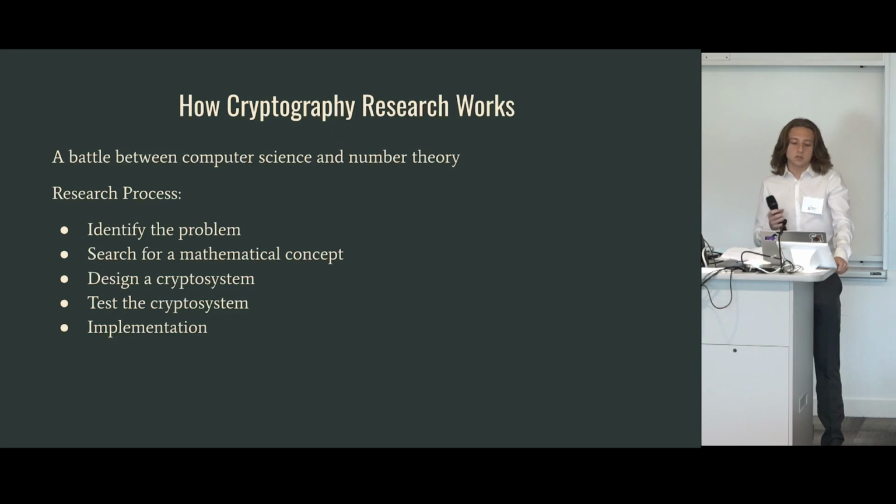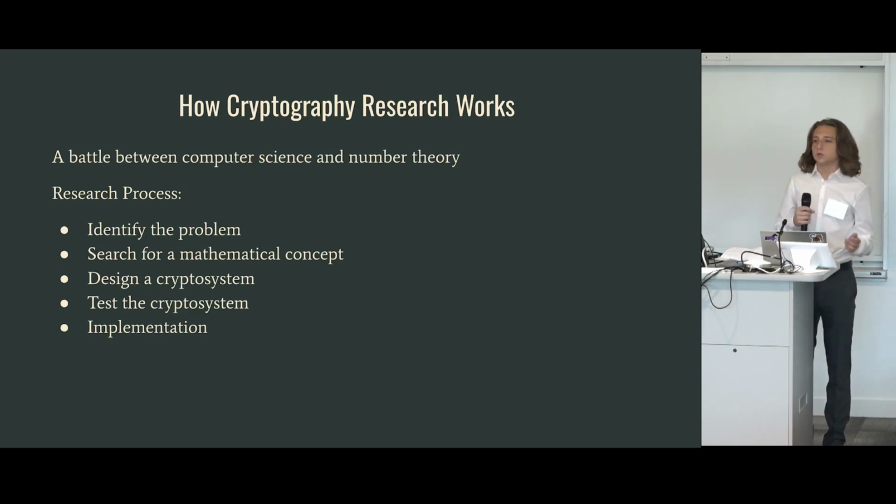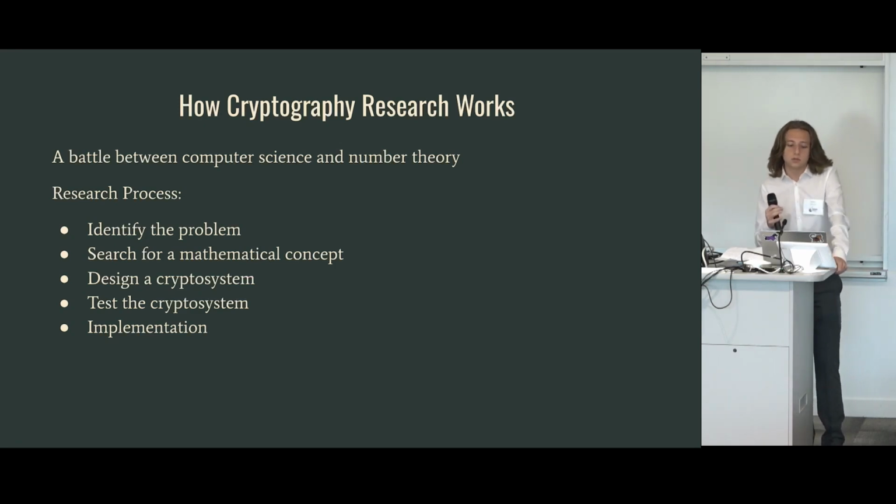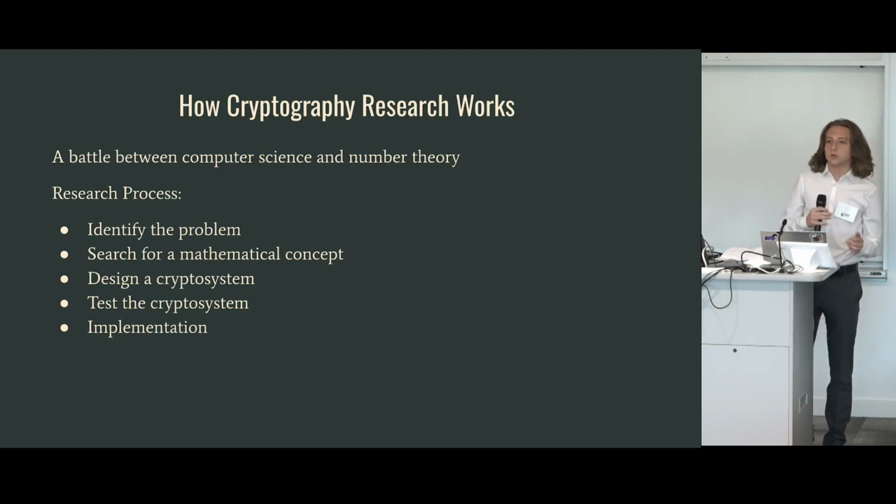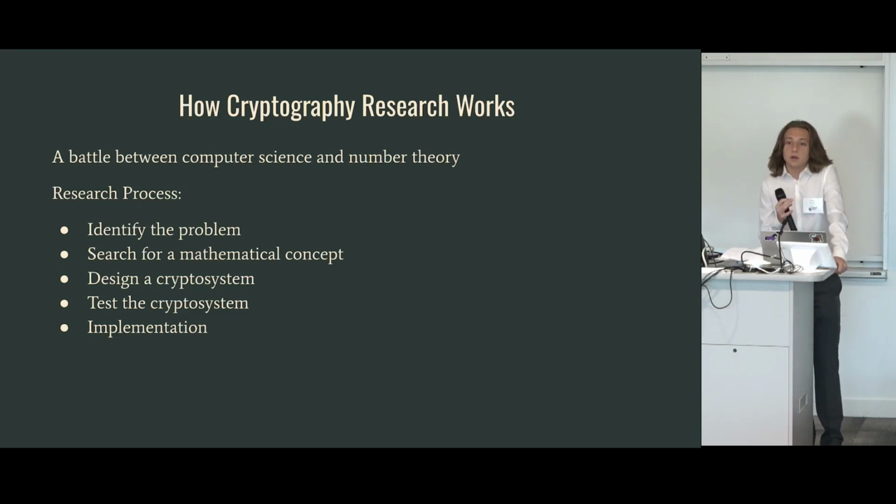And the research process starts by first identifying some problem in cryptography. This problem could be numerous things. It can be a problem with the current crypto system, or it can be a problem with cryptography overall, where new ideas or new technologies are coming out that threaten the crypto systems that we use today. And once we've figured out what our problem is, we have to find a mathematical concept that is applicable to our problem that can be used for cryptography.